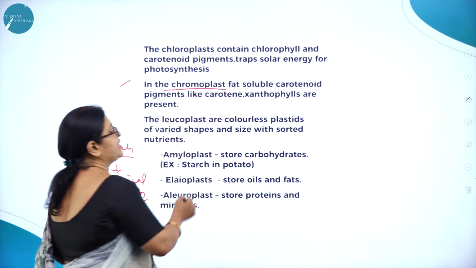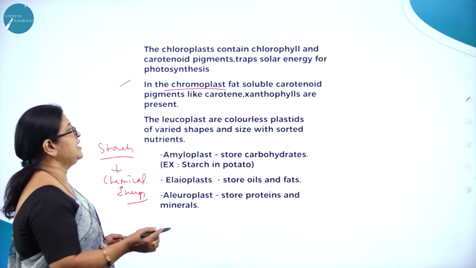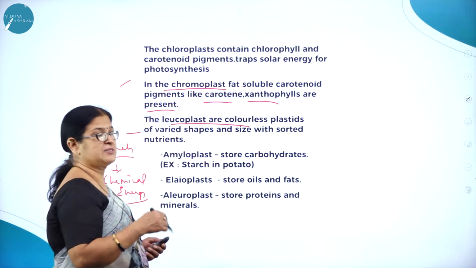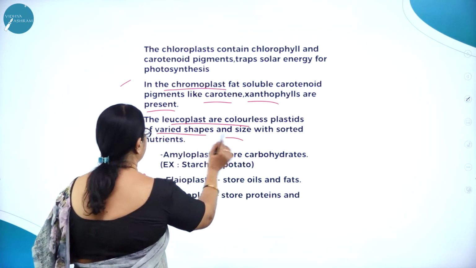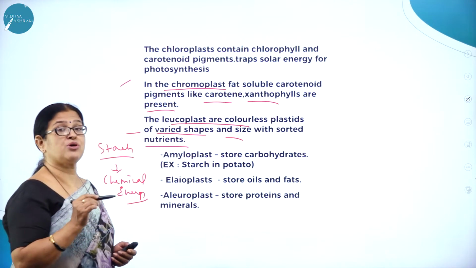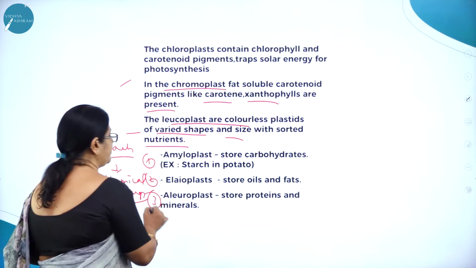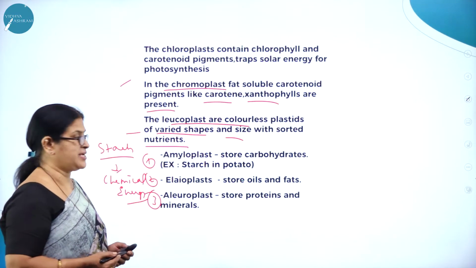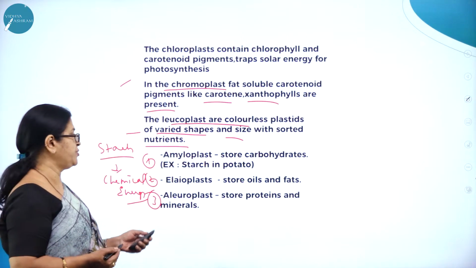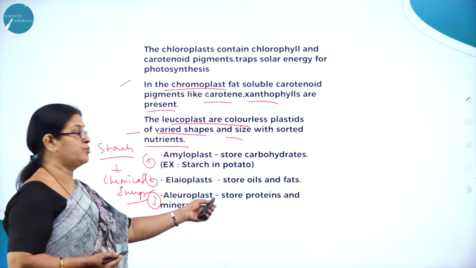Like for example, we come across the chromoplasts. Fat soluble carotenoid pigments like carotene, xanthophylls are present. The leucoplasts, as I said, they are colorless plastids of varied shapes and size with stored nutrients. They are colorless plastids, but they have stored nutrients. Like for example, we have 3 types. This is very important, which is also asked in your competitive exams. Amyloplast stores carbohydrates, for example, like starch in potato. Then elaioplast store oils and fats. Aleuroplast store proteins and minerals.